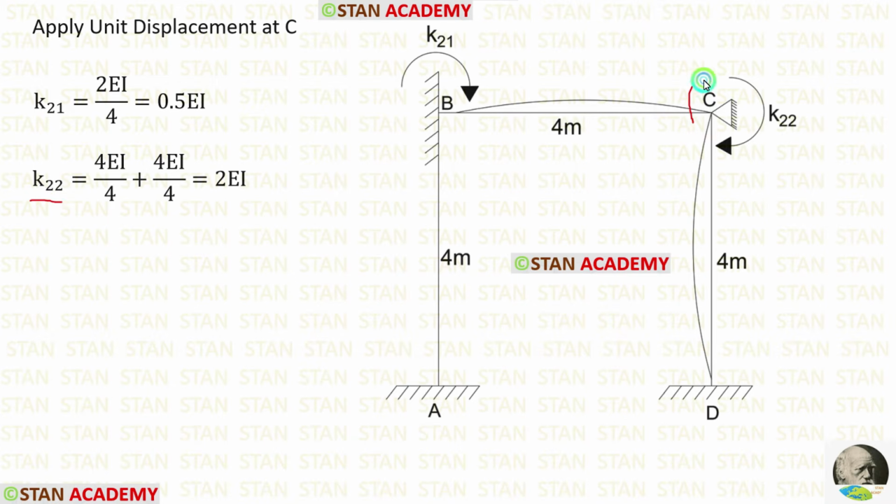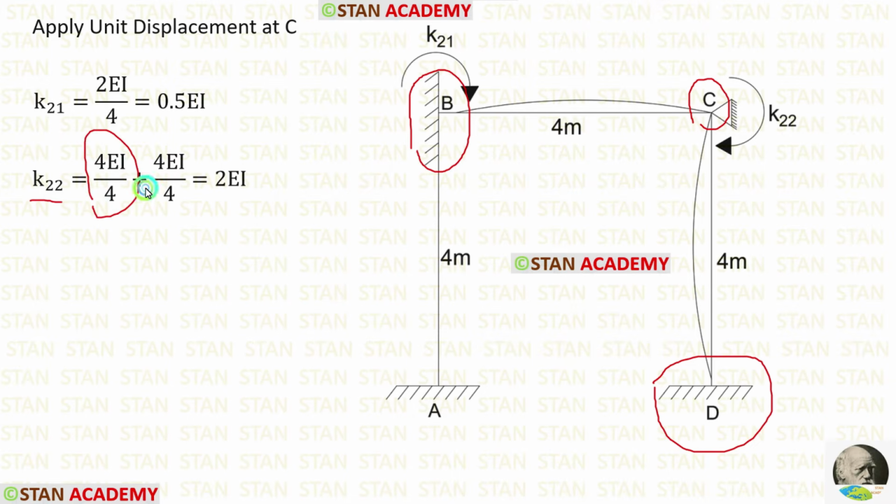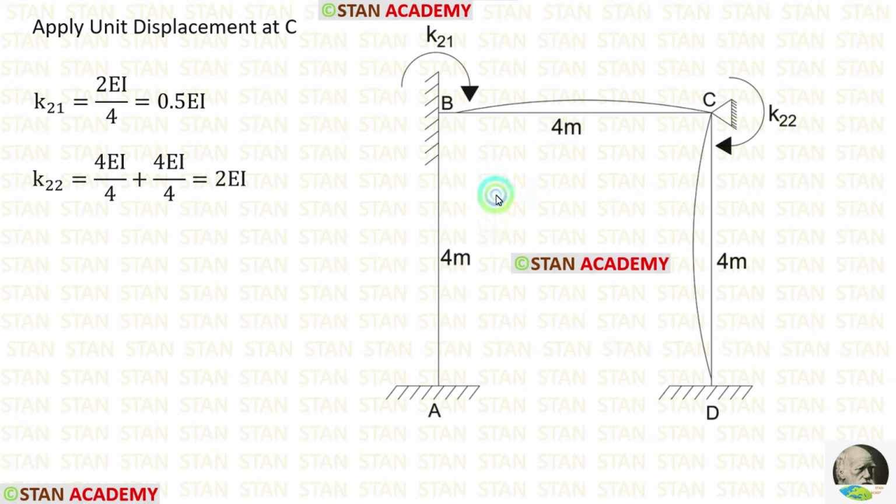For that, from the point C, we have to look at the other ends. In the end B, there is a fixed support. In the other end D also, there is a fixed support. If the far end is fixed, the formula is 4EI upon L. Length of CB is 4. Length of CD is also 4. Let us apply them. Finally, for K22, we are getting 2EI.